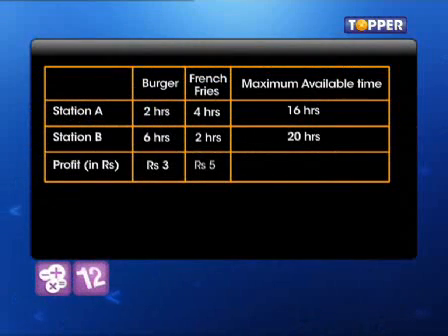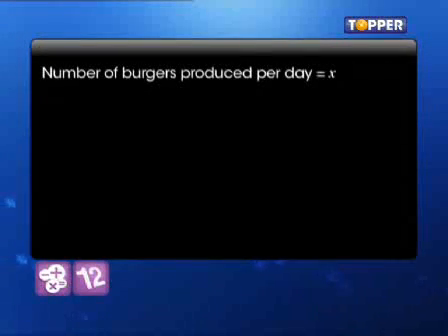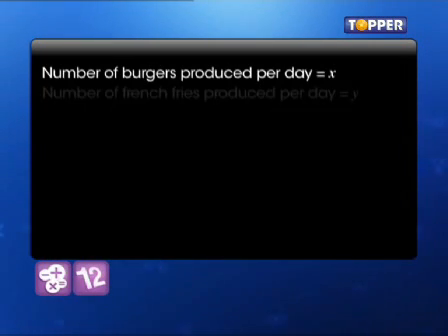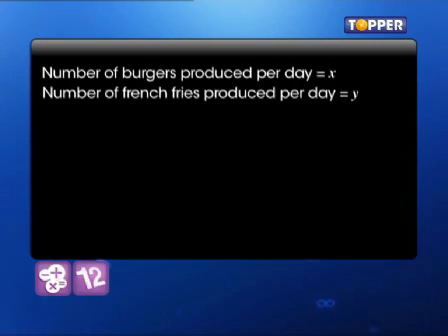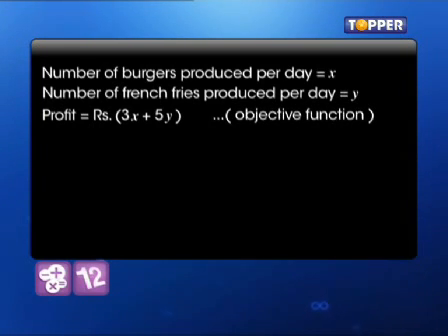Now, as a fast food chain entrepreneur, what is my biggest problem? Maximizing profits. Now, the profit is a function of how many burgers and how many French fries packets that I sell. Now, if X is the number of burgers produced and Y is the number of French fries packets produced in a given day, then our objective is to maximize the profit from their sales, which is rupees 3 times X for the sales on the burgers plus 5 times Y for the sales on the French fries. Now, this function is called the objective function for the LP.